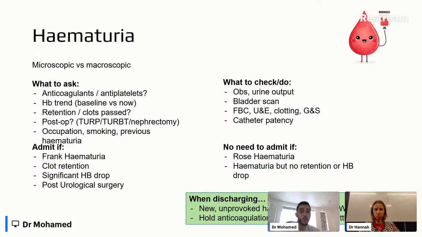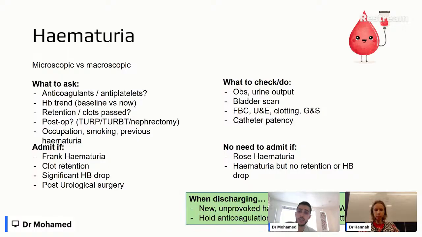Now, something really, really important, when discharging these patients, whether it be from A&E or if they come up to the ward, any new or unprovoked hematuria, so hematuria for the first time or hematuria that hasn't got a clear cause like a post-op or whatever, a 2-week wait referral needs to be done. And what will happen in that 2-week wait referral is, number one, a cystoscopy, so imaging of the bladder, and number two, a CT urogram, which helps visualize the entire urinary tract to look for any potential malignancy.